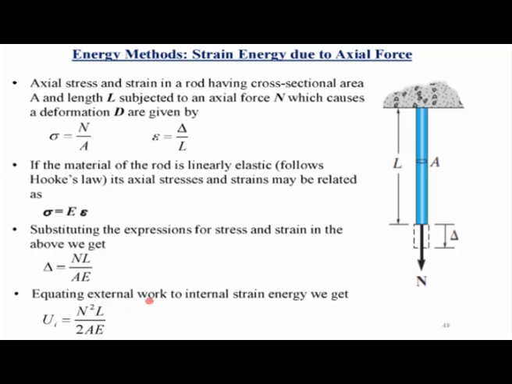That is how, if we equate the external work to the internal strain energy, it can be obtained like this, N squared L over 2AE. Now this is for a rod which undergoes a deformation of amount delta. It was initially undeformed, so the load N was gradually applied on it. So the internal strain energy of that rod is given by this expression, N squared L over 2AE.